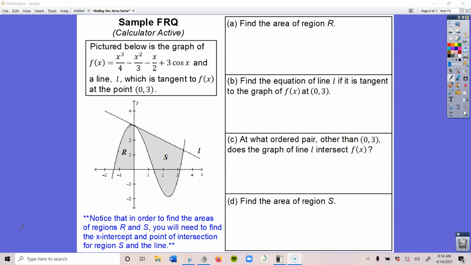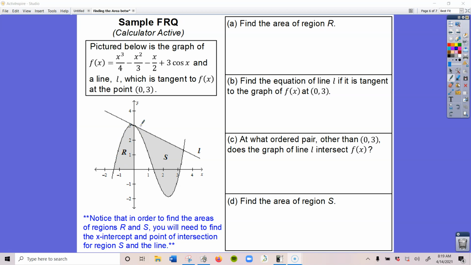Now this FRQ is calculator active, so I already have my calculator ready to go. Pictured below is the graph of f of x, which is equal to x to the third over 4 minus x squared over 3 minus x over 2 plus 3 cosine x, and a line L, which is tangent to f of x at the point (0, 3). So first, I want to find the region R.